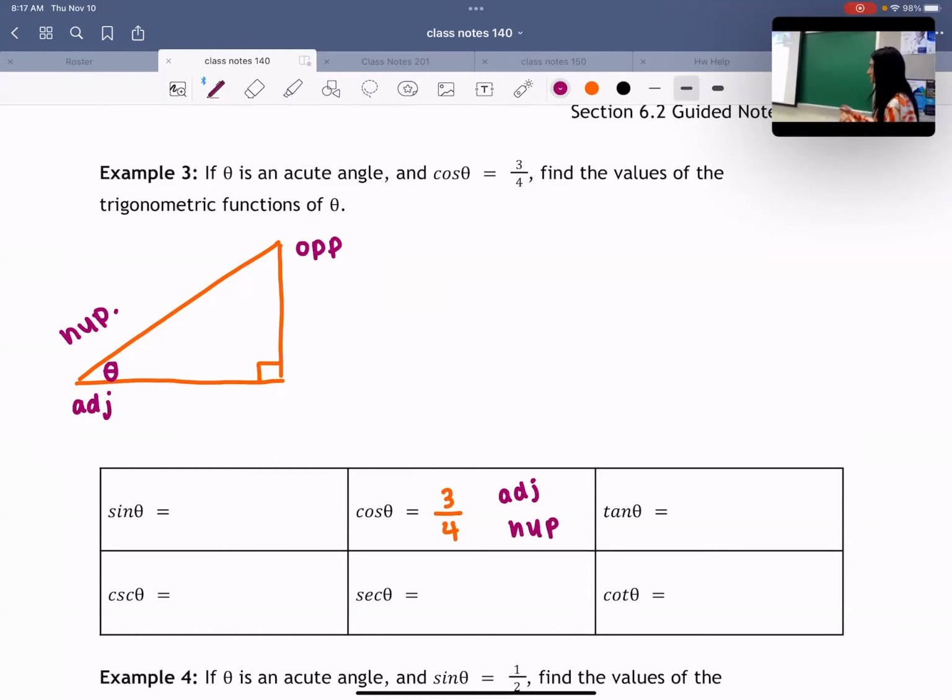Okay, so when I take a look at this right triangle, I know that the adjacent edge is length 3, and I know that the hypotenuse edge is length 4. Okay, so let me just label what these are up here. I know that the adjacent is 3, and I know that the hypotenuse is 4. Okay, now if I want to find the other angles or the other trig functions, I'm going to have to figure out what the opposite edge is, right? How should I figure that out?